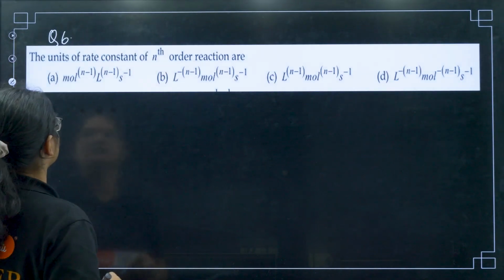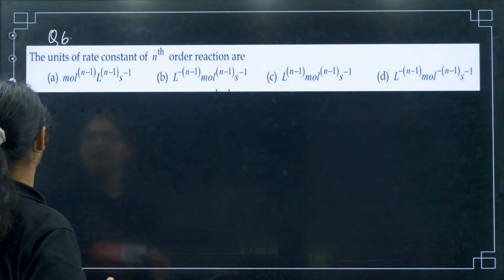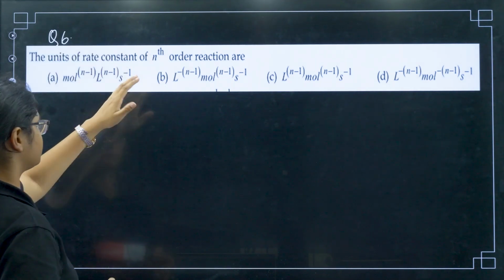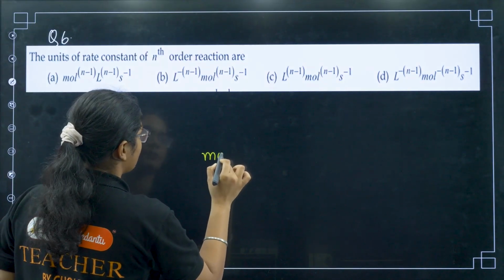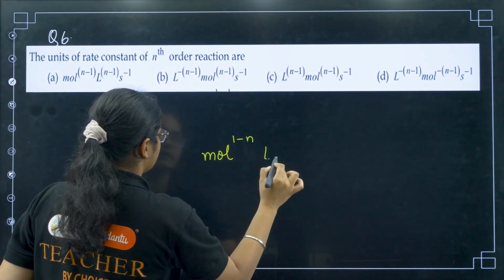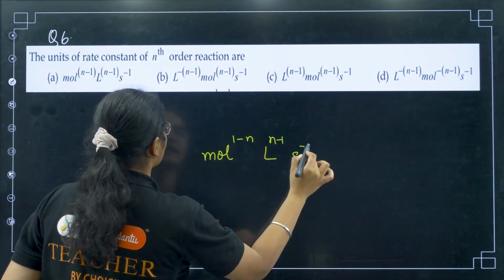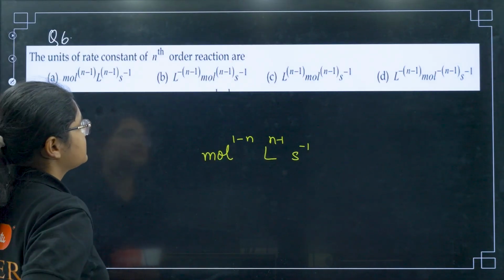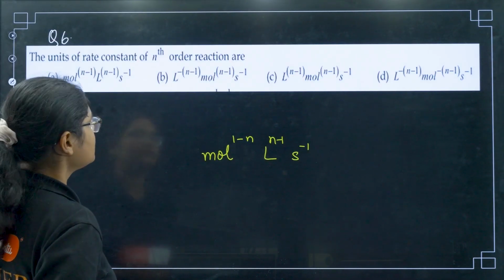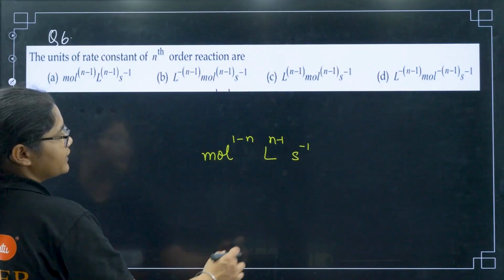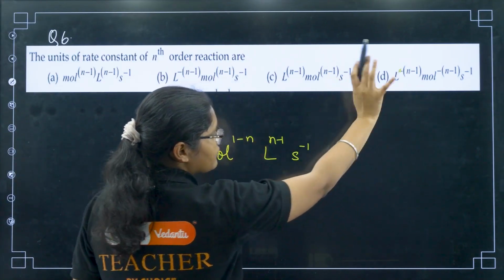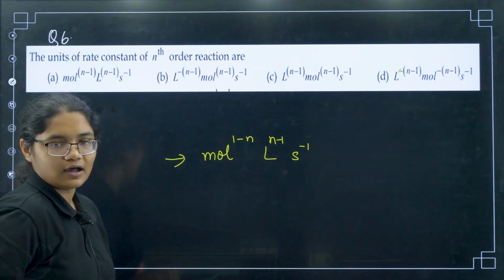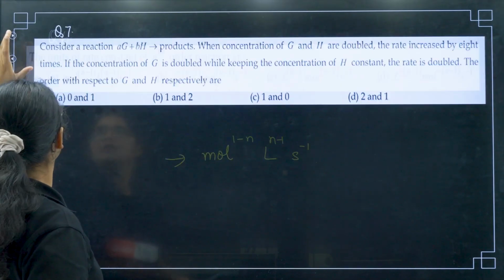Next, the units of rate constant for nth order reaction. Here the options are a little bit, I think, not correct, but I will tell you it is moles to the power of 1 minus n, liter to the power of n minus 1, second inverse. I don't have any option with that, so none of the options here are correct, but this has to be the answer. Please write down this one.